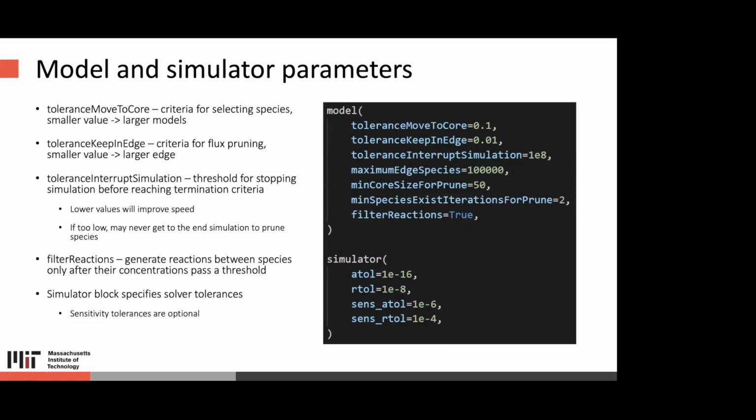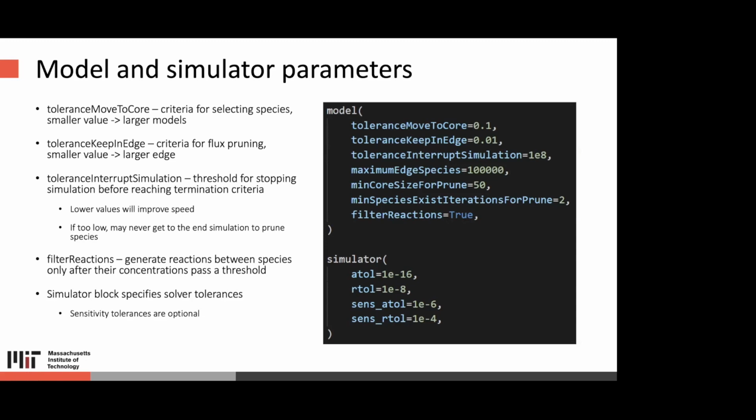And if you're interested in knowing what pruning is, you can go to the RMG website, or I believe we have the advanced sections on that. So the smaller the value is, you will get the larger edge. And usually the default setting for the tolerance keeping in edge is 0. For the tolerance interrupt simulation, it's the threshold for stopping the simulation before reaching the termination criteria.